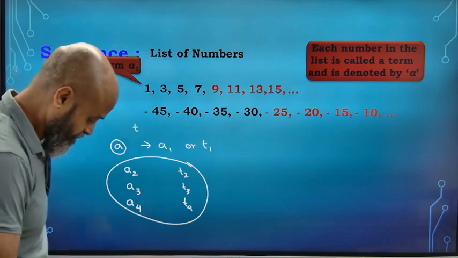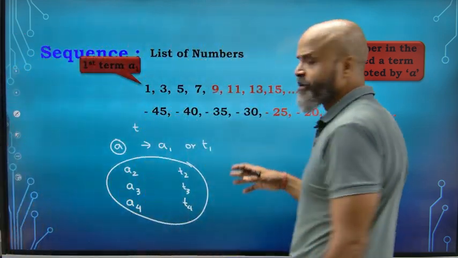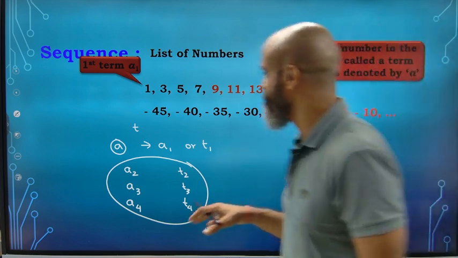There is a term. So here we have 1, 2, 3, 4, and so on. So these are basically terms.